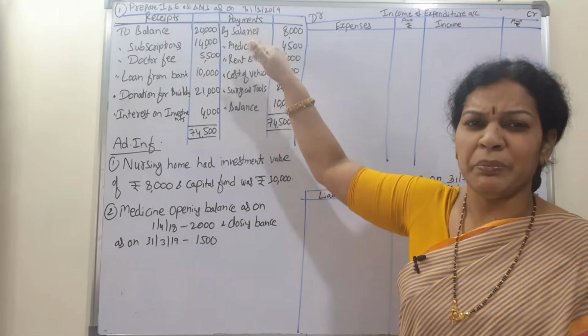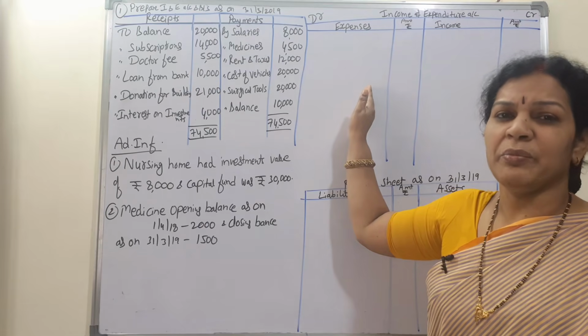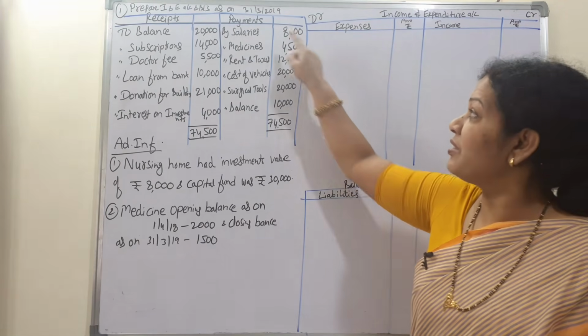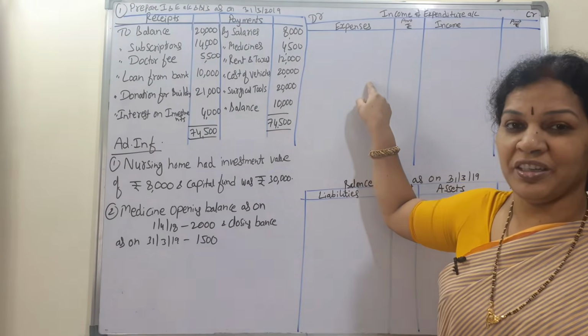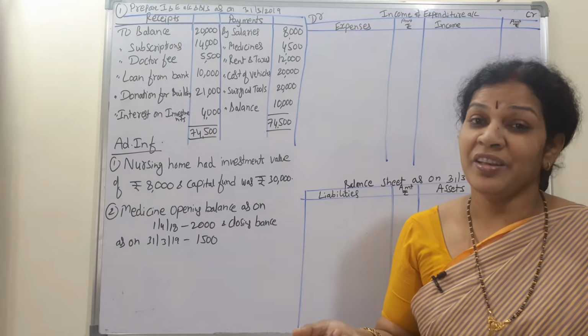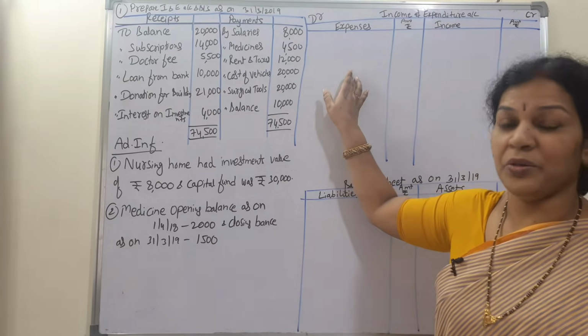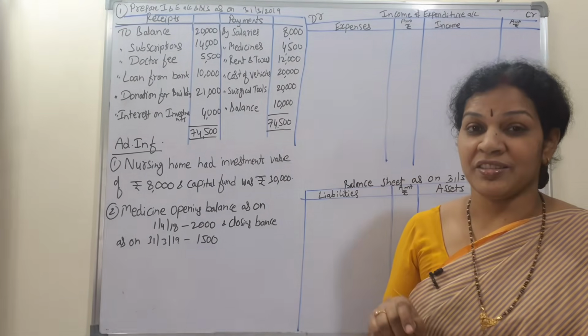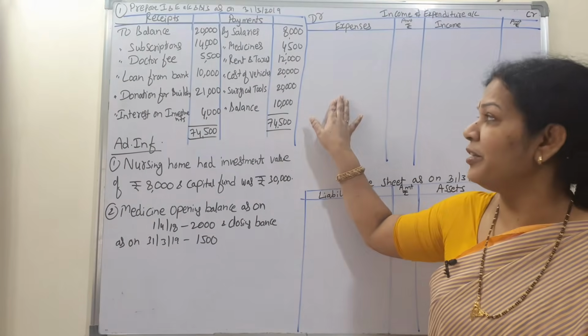Now the payments side. Payments will be written on the debit side of the income and expenditure account. Salaries 8,000, here you are going to write. Medicines purchased are expenses, so write on the debit side. Rent and taxes are expenses, debit side.